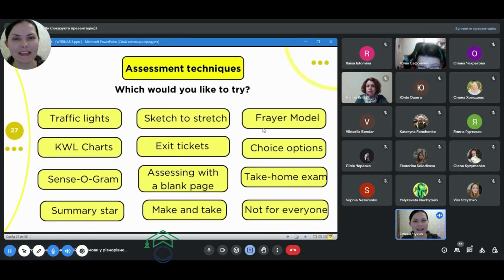That was the last one, and here you can see all the techniques I've presented. So traffic lights, what I know, what I want to know, what I learned, charts, sensogram, summary star, sketch to stretch, exit tickets, assessing with a blank page, make and take, peer model, choice options, take home exam, not for everyone. I will give you a minute to think which technique you would like to try in your educational context. So which technique is more appropriate for your group of students.